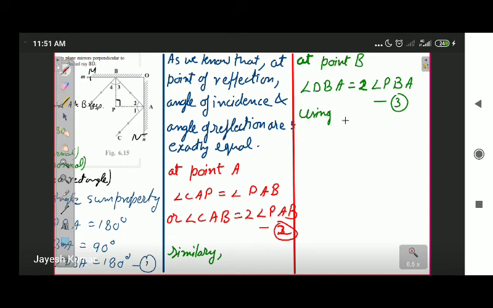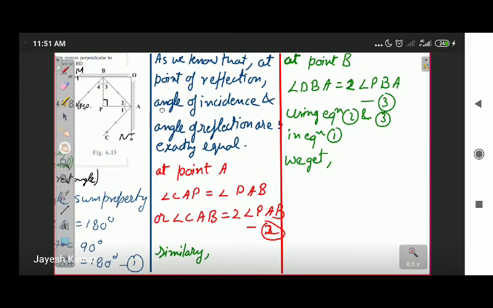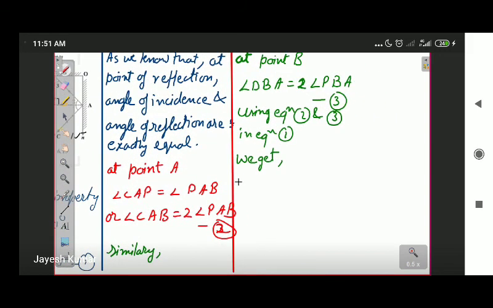Using 2 and 3 in equation 1, we get our final answer. We get angle CAB, instead of twice PAB, plus angle DBA, instead of twice PBA, is equal to 180 degrees.